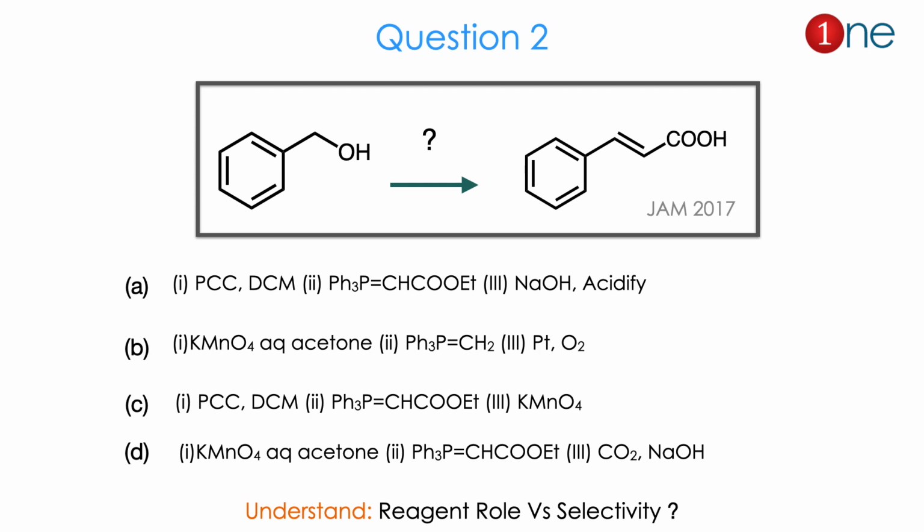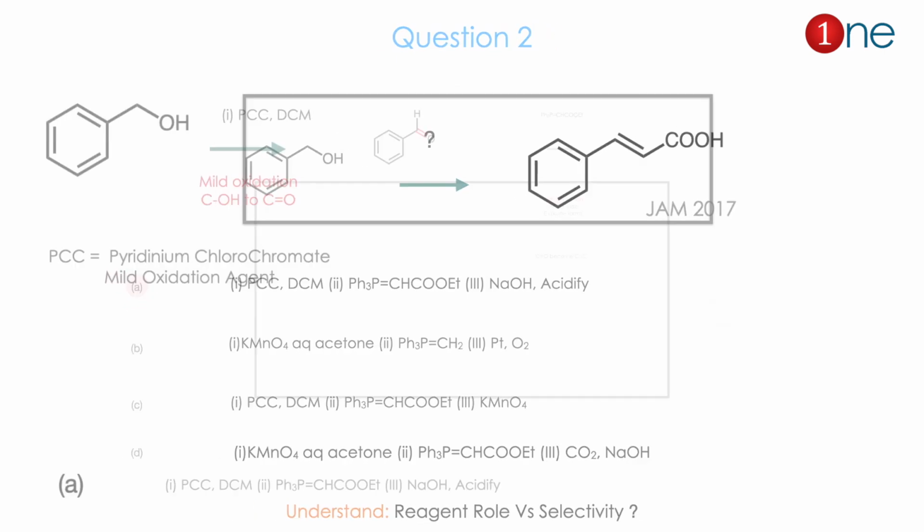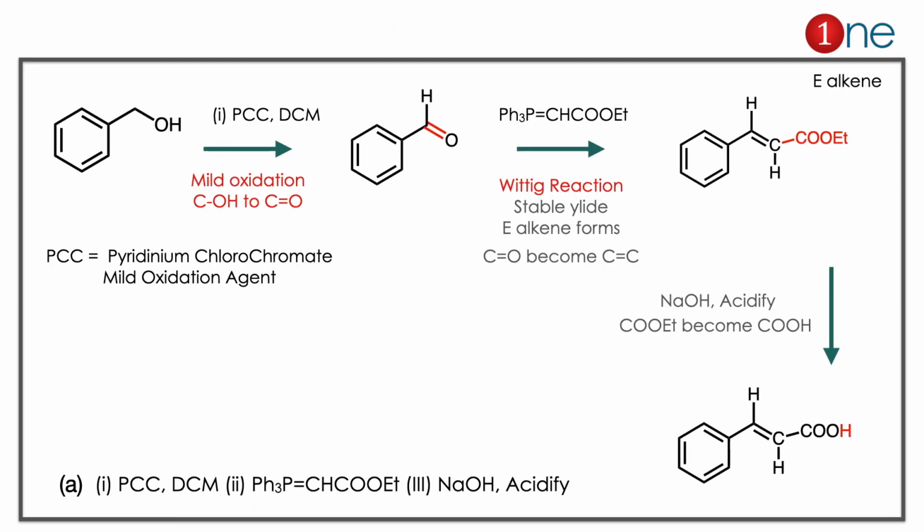So there are various oxidizing agents and phosphines and bases. From the reactant to product, the reagent role is important and its selectivity is equally important. The answer is A. Let us see how. The answer is A. It contains PCC, DCM and phosphorane with acetaldehyde and base.